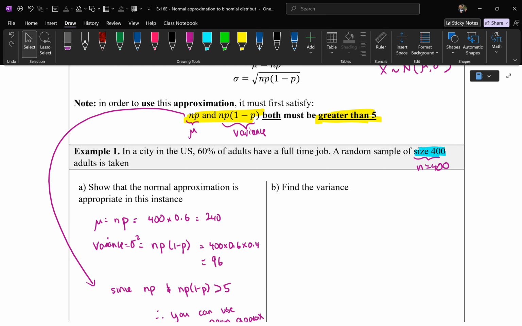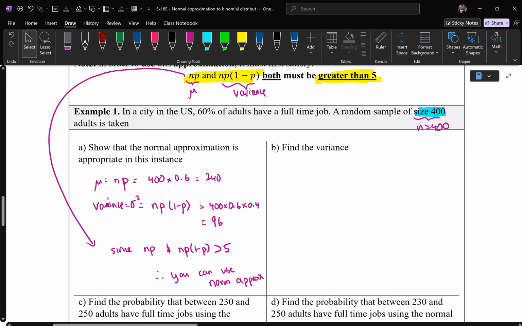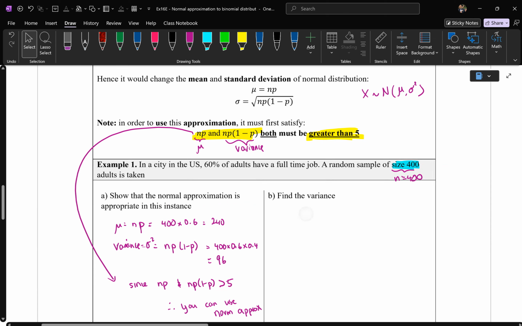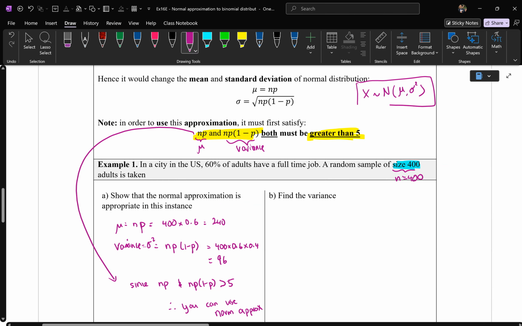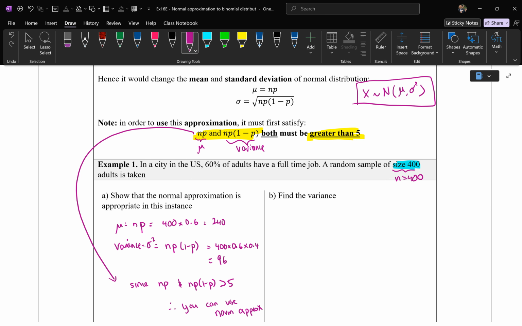Can you use that notation there, like the X's, this one, distributed? Oh, you're trying to prove it. Once you prove it, you say since that is greater than 5, then you write X distributed normally. Yes, for the next bits.